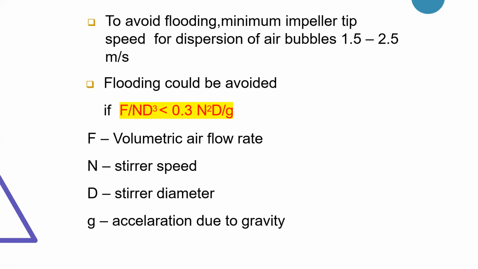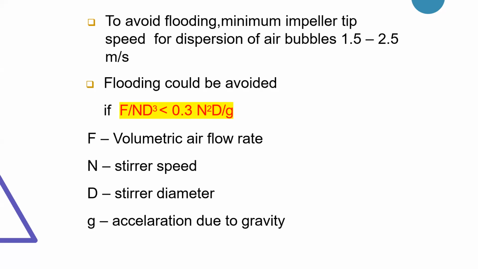This is the quantitative estimation of how I need to maintain a balance between the volumetric airflow rate and stirrer speed. This is the formula that you should follow: F/(N D^3) should be less than 0.3 times (N^2 D/g). If I have maintained this ratio, there will be no flooding. F is my volumetric airflow rate here, N is my speed of the stirrer, D is my diameter of the stirrer, and g is my acceleration due to gravity.